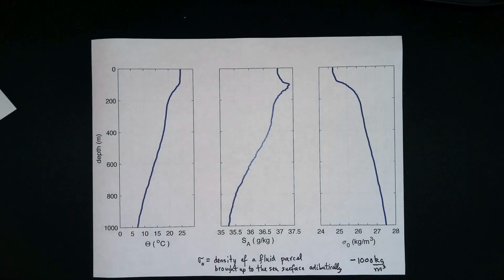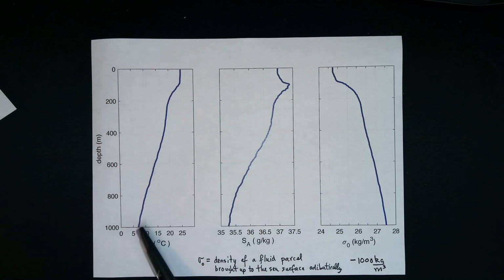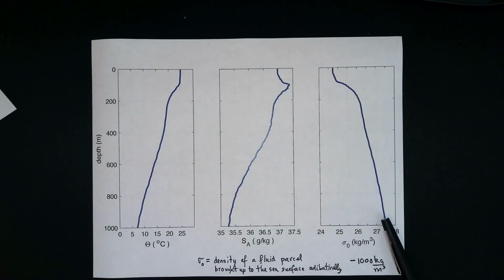Now the interesting thing that I wanted to point out about this graph is that as you go down into the water column, the temperature is decreasing, and that will lead to an increase in density. So in general, density decreases with increasing temperature. If you decrease the temperature, the density goes up, and you do see this going on.